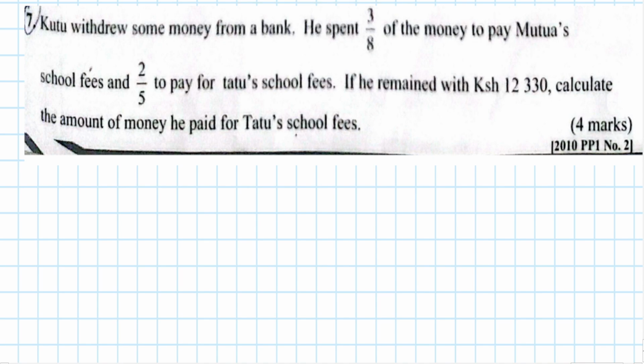Okay, Kutu withdrew some money from a bank. He spent 3 over 8 of the money to pay Mutua's school fees and 2 over 5 to pay for Tatu's school fees. If he remained with 12,330, calculate the amount of money he paid for Tatu's school fees.